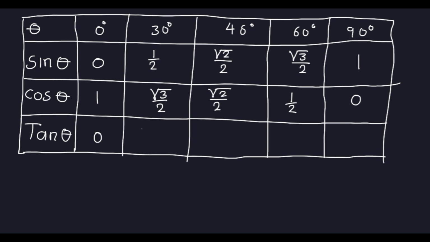Then for tan, tan 0 is 0. Then tan 30 is root 3 over 3. Then tan 45 is 1. Then tan 60 is root 3. Then tan 90 is undefined.